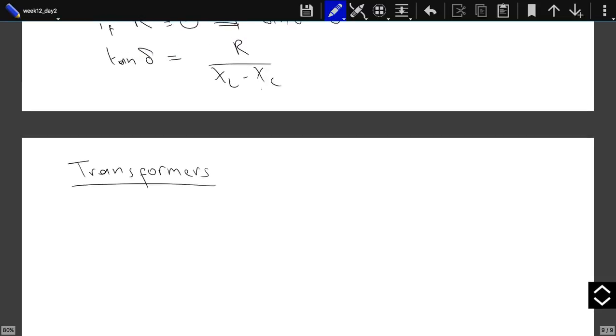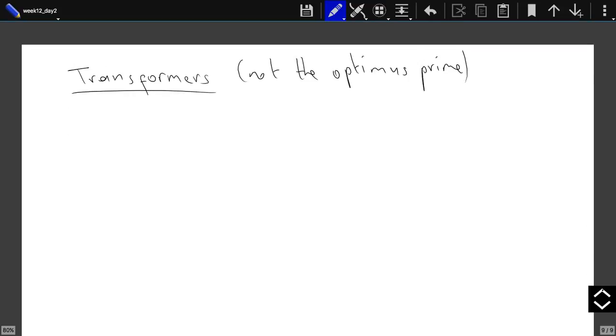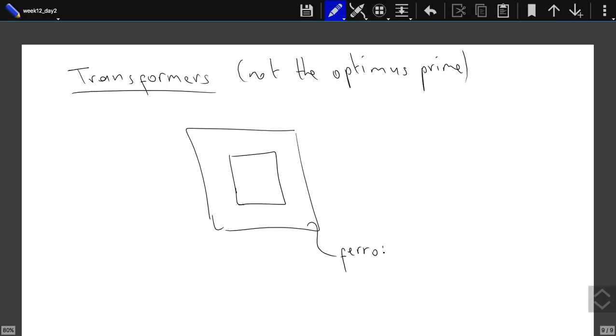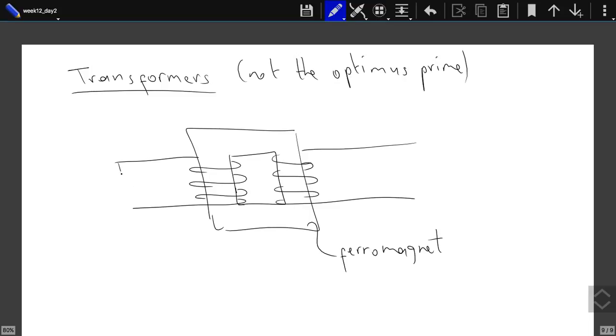Now let's look at transformers. Okay, so the basic idea is this one. You get a ferromagnet. A ferromagnet is a material that enhances the magnetic field strongly. And you get two solenoids. This is one of them. This is the other one. And you attach an EMF source to that one. So there are, let's say, N1 turns over here, and there will be N2 turns on that one.